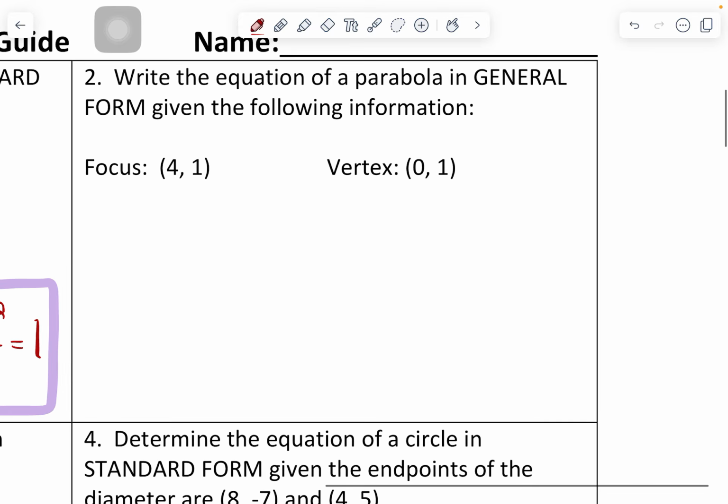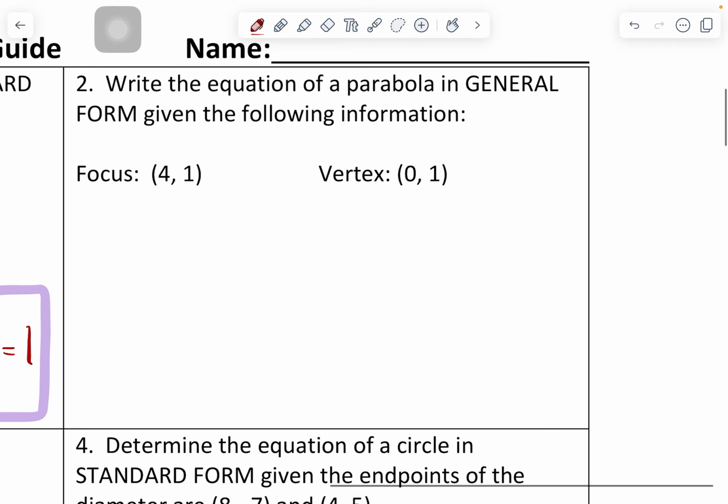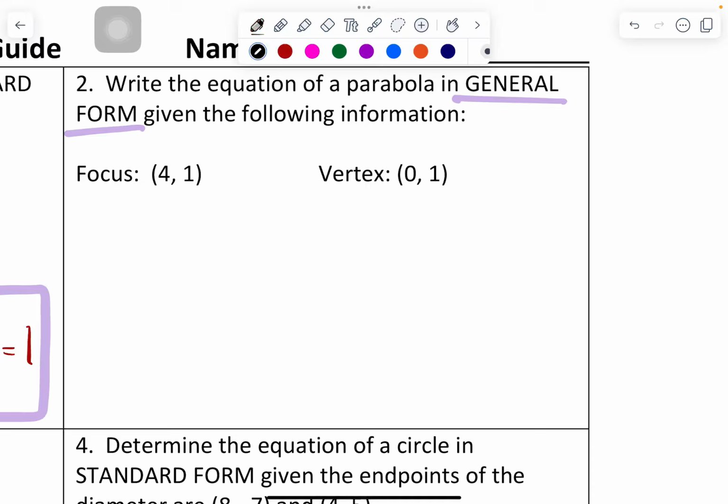All right, problem number 2. Write the equation of the parabola in general form. General form means I need to multiply it out. So let's see, we've got a focus at 4, 1 and a vertex at 0, 1. So that means this graph is opening up to the right.